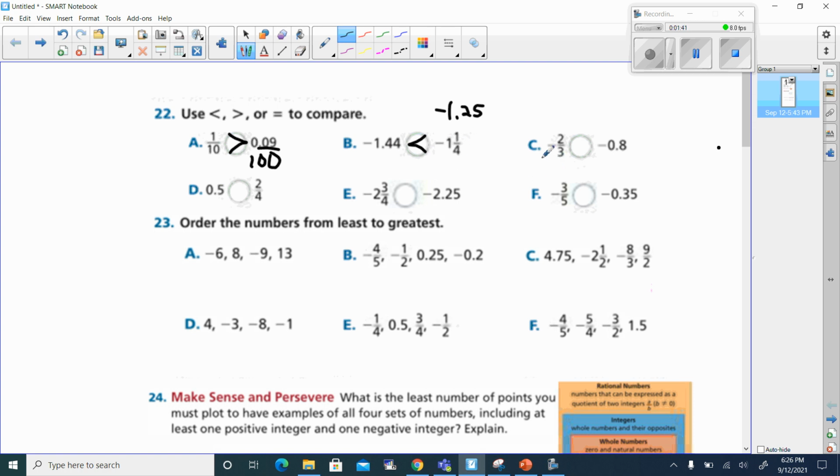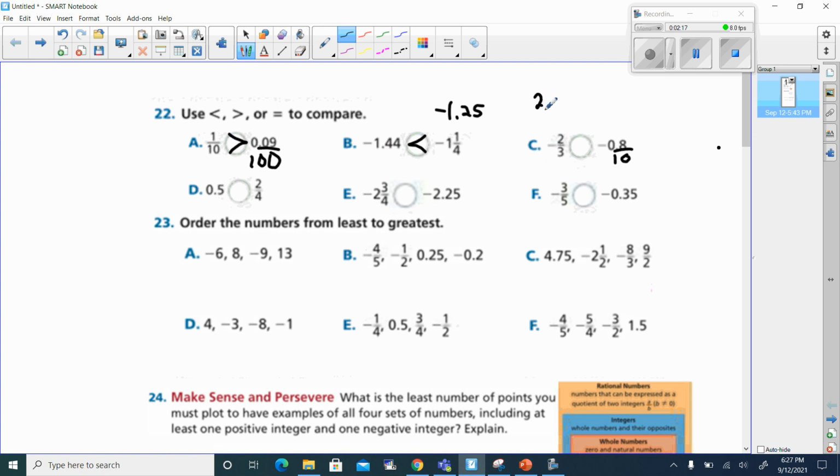C, we've got negative 2/3 and negative 0.8. All right, if I do 0.8 as a fraction, I would put a 0 underneath it, 1 in front, and that's going to get me 8 over 10, right? And that's going to be reduced. Well, I have to have a common denominator, right? So if I was to compare these fraction-wise, I'm going to have to multiply this by 3 and this by 10, each side.